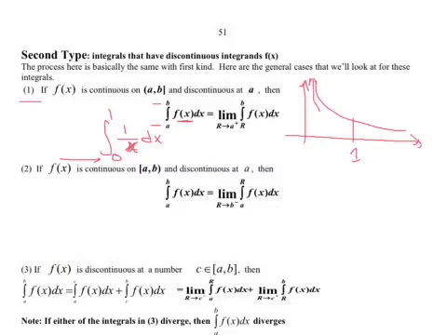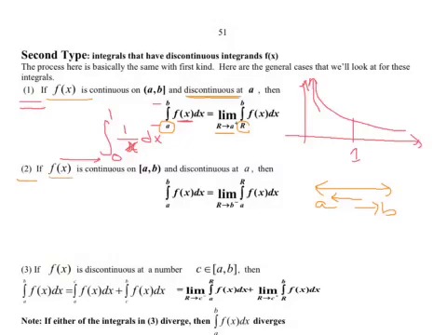So number 1, if f of x is discontinuous at x equal a, then we have to replace a by r, and we say r goes to a from the positive side. Positive side because we have a closed interval here, a to b, the integration from a to b. So if we approach a, it has to be from the right, and if we approach b, it has to be from the left. This is number 2.